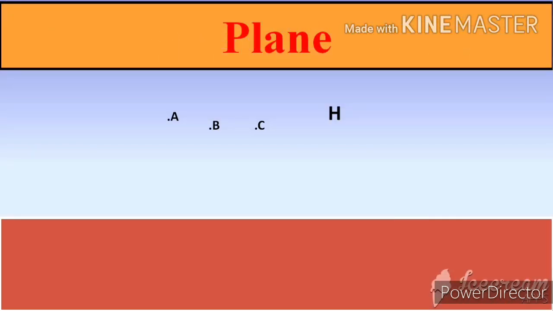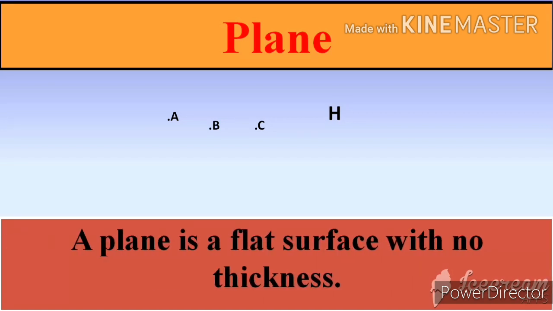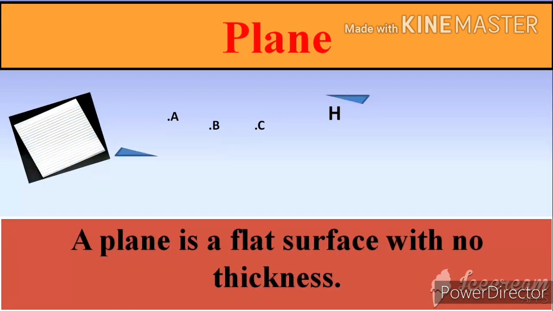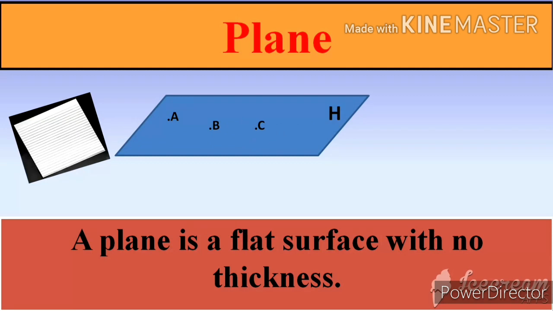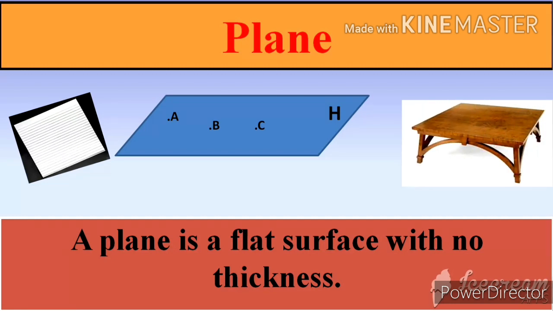Our next topic is plane. In your surroundings, you have seen many plane surface areas. A plane is a flat surface with no thickness. For example, a table and a notebook are examples of a plane.